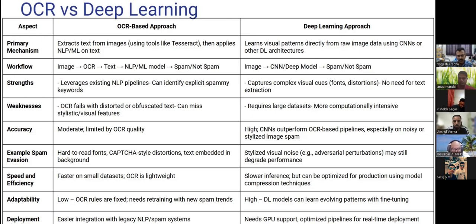On the other hand, deep learning methods, particularly CNNs, bypass text extraction and learn visual patterns directly from the raw images. They excel at identifying complex cues like fonts, textures, and layout distortions, offering higher accuracy on noisy or stylish spam. While deep models require larger data sets and more computational resources, they are adaptable to evolving spam techniques through fine-tuning. OCR is faster and simpler to deploy in legacy systems, but deep learning, though heavier, provides a more robust and scalable long-term solution for modern spam detection challenges.